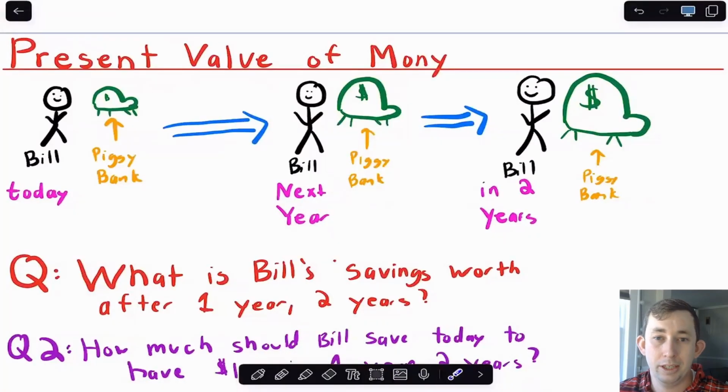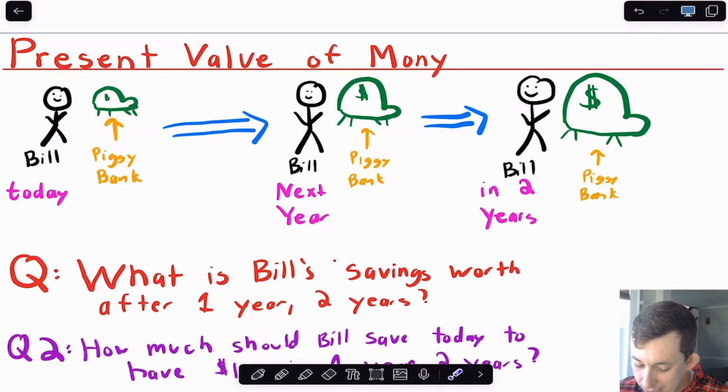So what I want to start with in this video is the present value of money. And so what we're saying is that here's Bill, and Bill's got a piggy bank. Maybe it's an actual bank that he deposits money into so that he gets interest on whatever he puts in the bank. So next year, he's got more money in the bank just because he gets interest on the money he puts in the bank. And then in 2 years, he's got even more money in his piggy bank because his piggy bank keeps paying him interest.